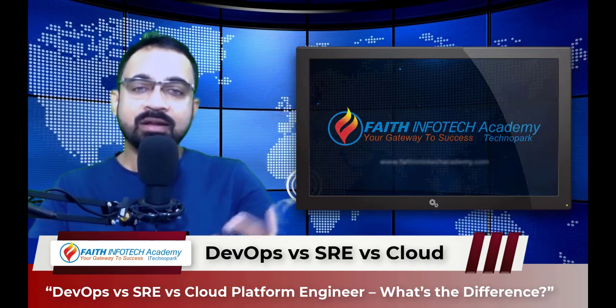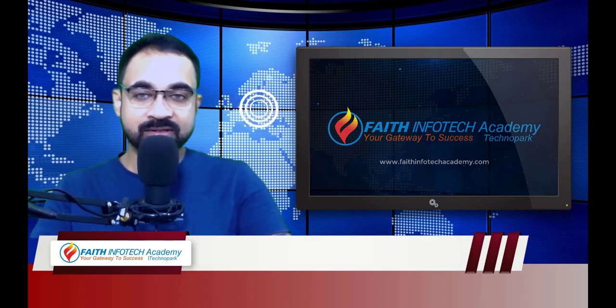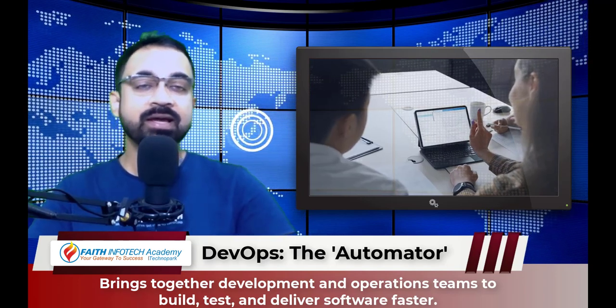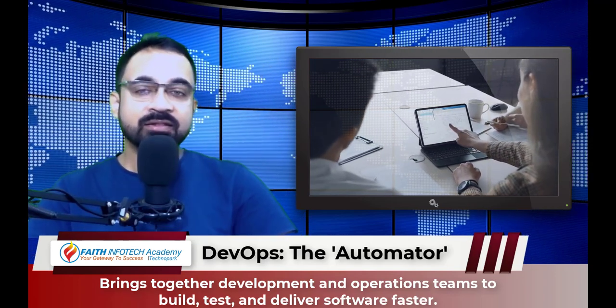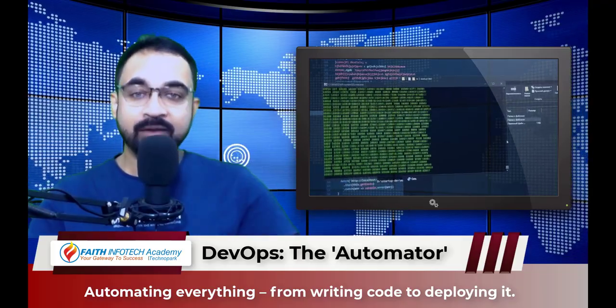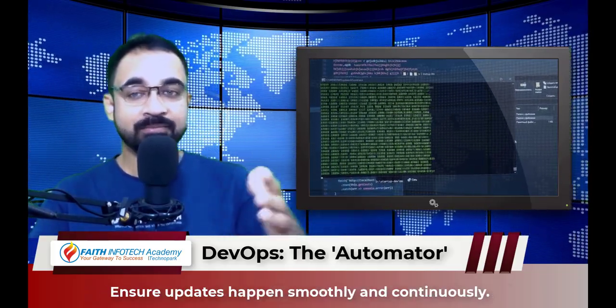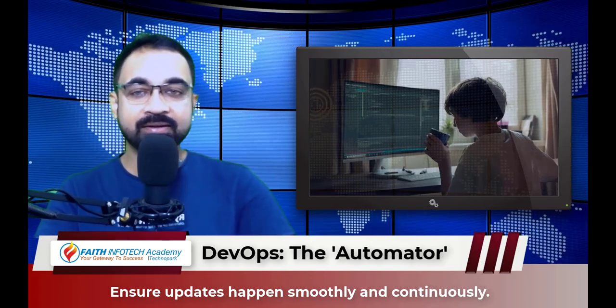DevOps, SRE, and Cloud Platform Engineer. These are the most trending job opportunities nowadays. Let's see what is the difference between these three. DevOps brings together the development and operations team to build, test, and deliver software faster. They focus on automating everything from writing code to deploying it to ensure updates happen smoothly and continuously.